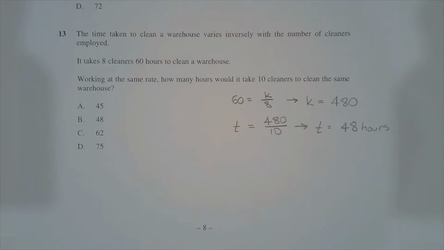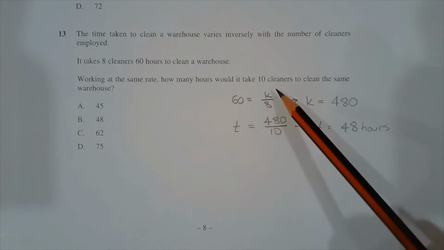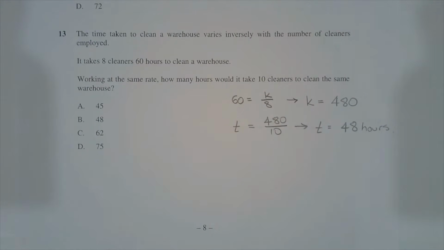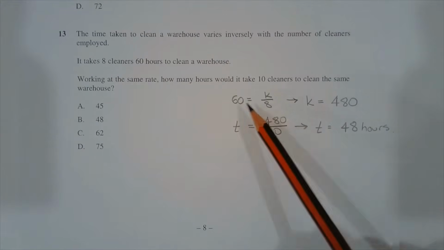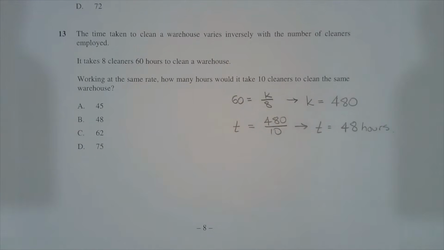Applying the inverse variation formula, 60 is equal to k divided by 8. So we need to determine the value of k. Multiplying both sides by 8 and making k the subject of the formula, we get k is equal to 480. Now this value represents the number of hours it would take one cleaner to clean the warehouse at the same rate. Now that we have the value of k, we can apply the same inverse variation formula to calculate the amount of time it would take 10 cleaners to clean this warehouse at the same rate.